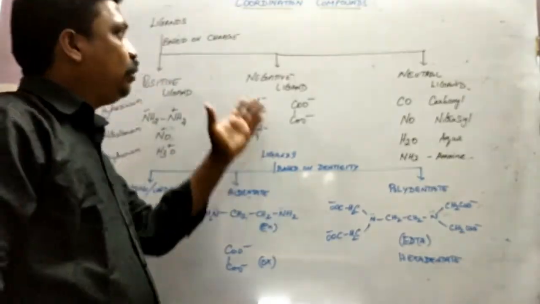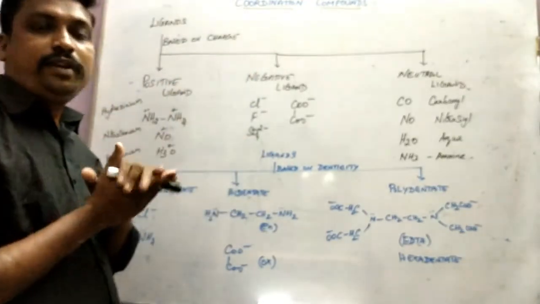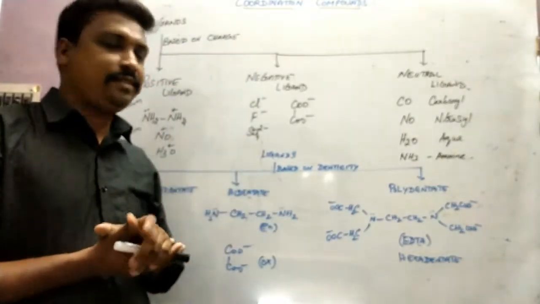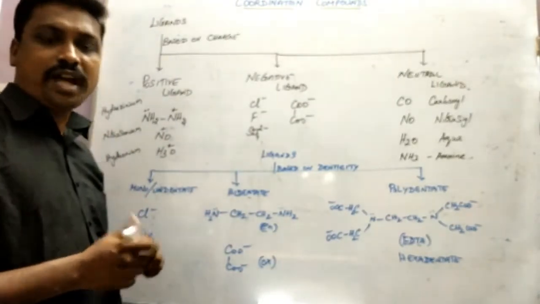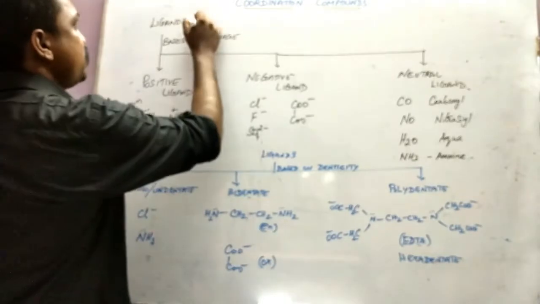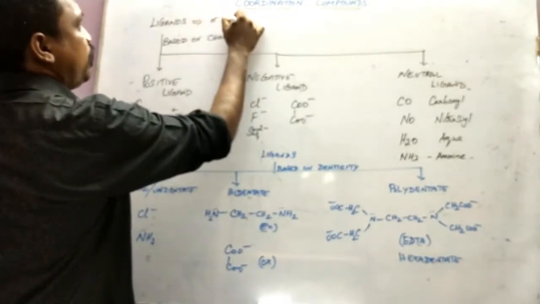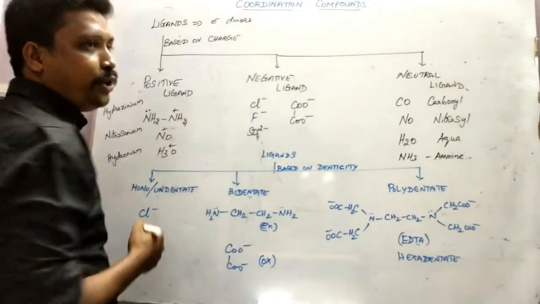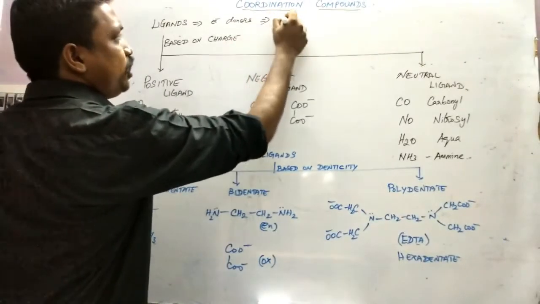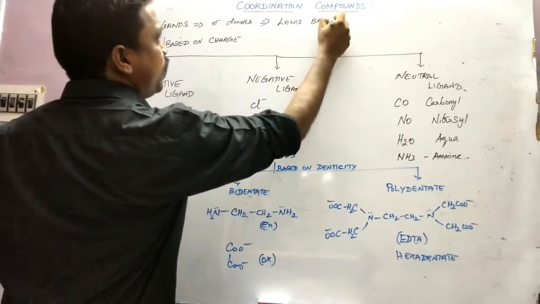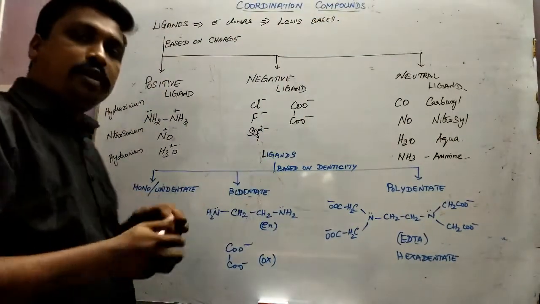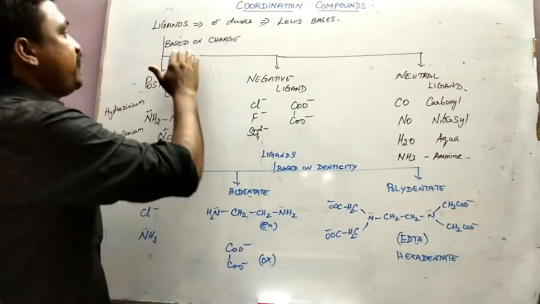Right. Now look here. Here we are going to discuss the ligands. We are going to classify the ligands based on charge. Already I have mentioned ligands are electron donors. Since they are donors, they are called Lewis bases. So we are going to classify ligands based on charge.